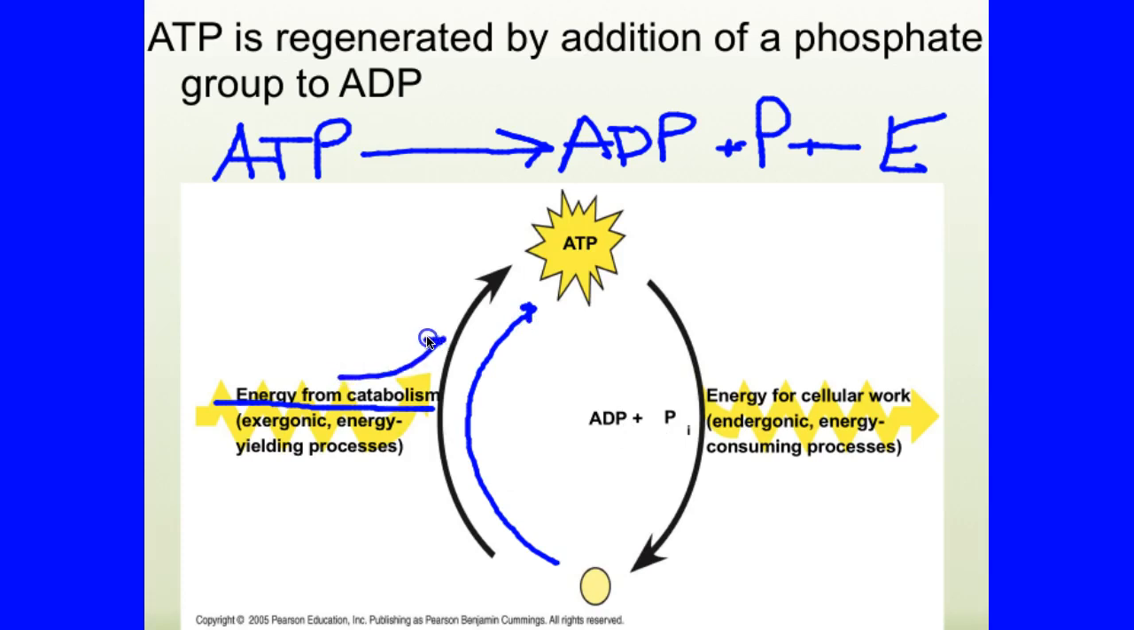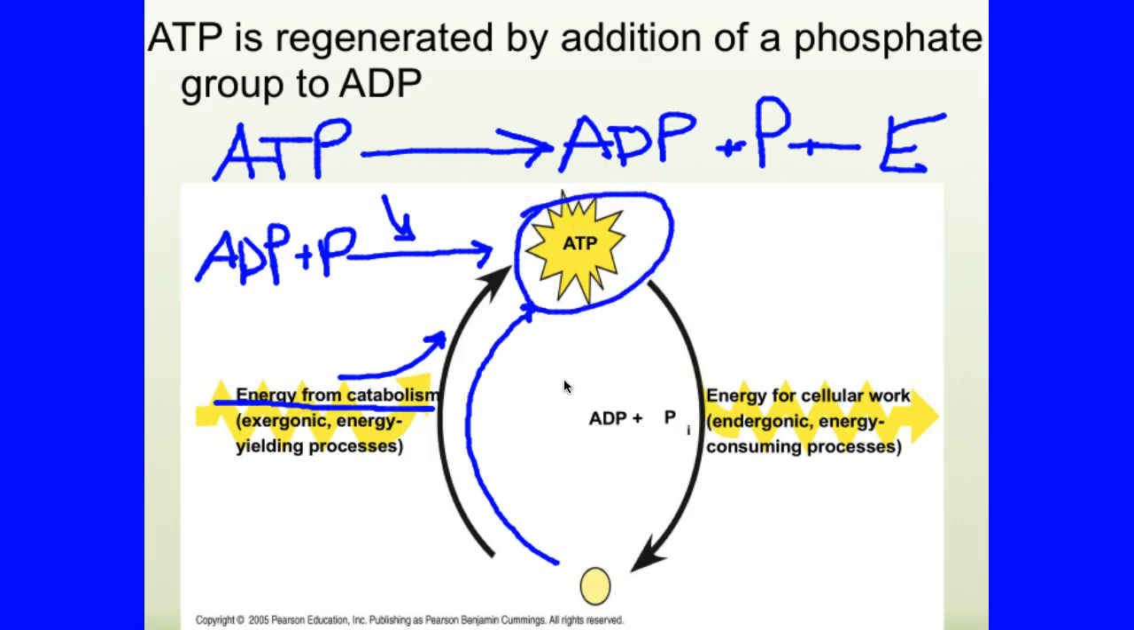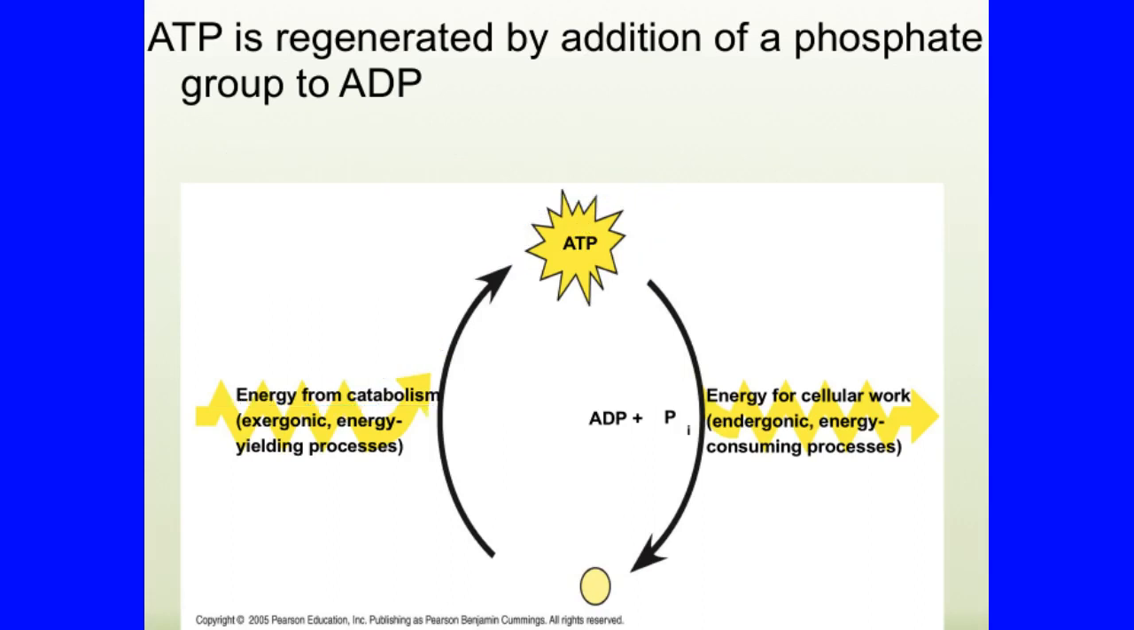We're going to need an input of energy, because remember, you're going from a smaller molecule, ADP and phosphate, to a much larger ATP molecule, so we need an input of energy. That's where the energy from a catabolic reaction comes in, and all in all that results in our ATP molecule once again, to be used as needed.